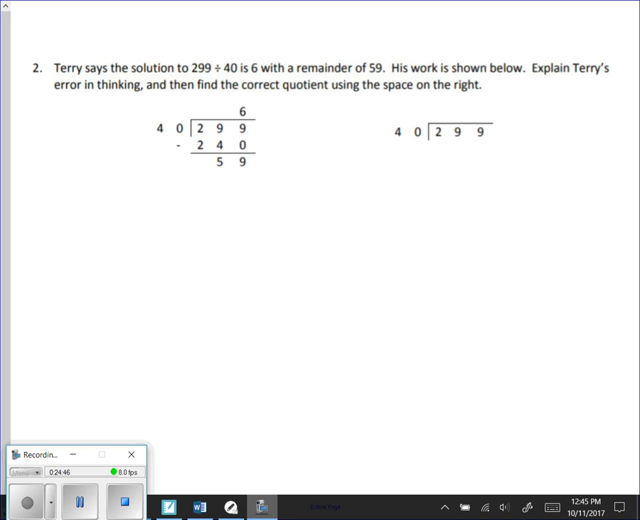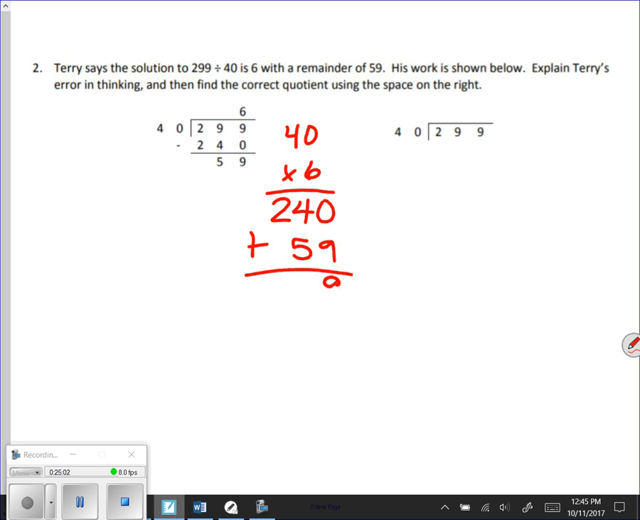So, sure, I could argue, which some people would. They'd be like, well, I checked it and it was right. 240 times 6 is 240 plus 59. Yeah, I got the answer. However, there is something wrong about his work. Rory, what is it?